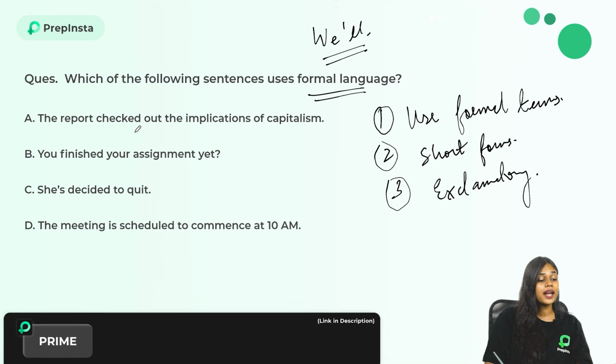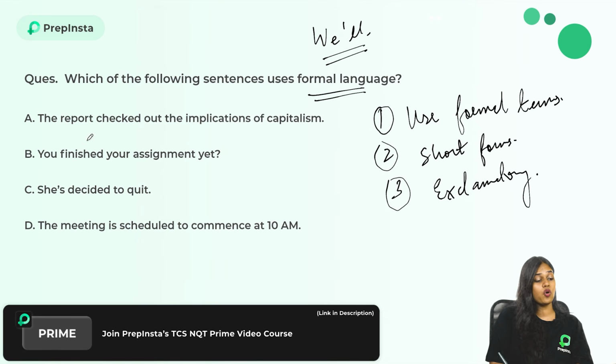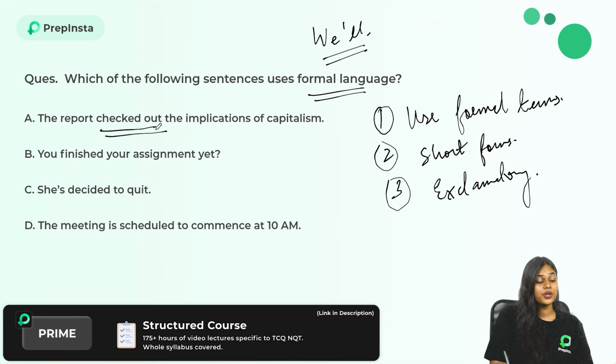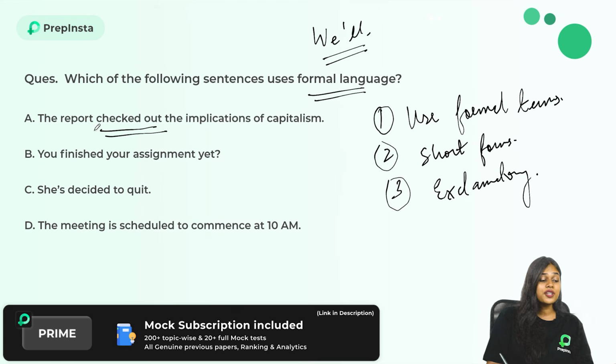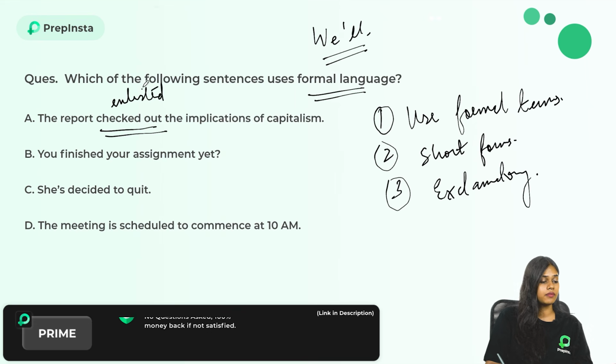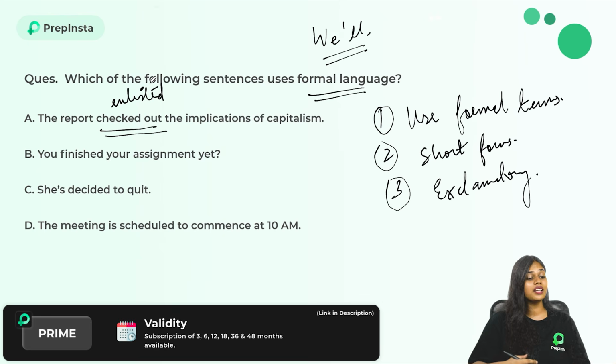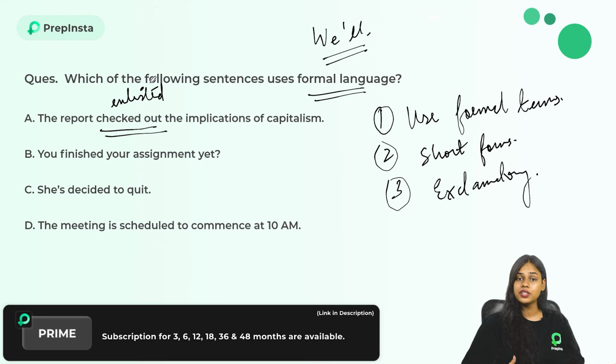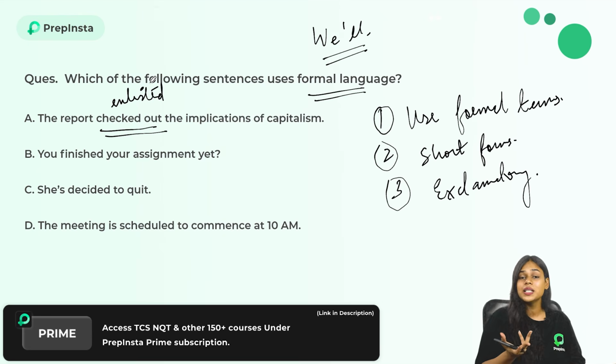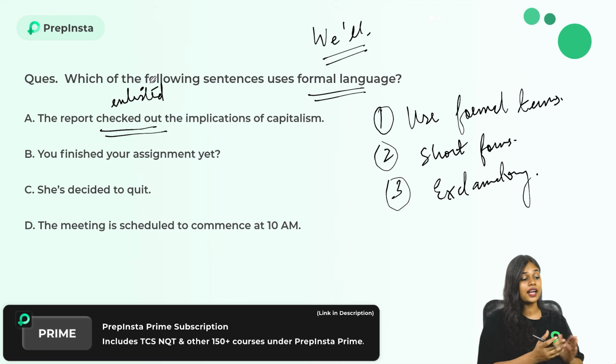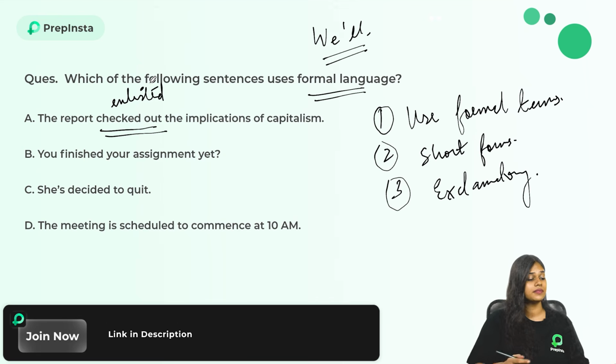The report checked out the implications of capitalism. Over here, the word "checked out" is an informal term. Instead of "checked out," we could have used "enlisted" or "comprises." The result comprises the implications of capitalism, or the result reflected the implications of capitalism. That could have been a better formal sentence.